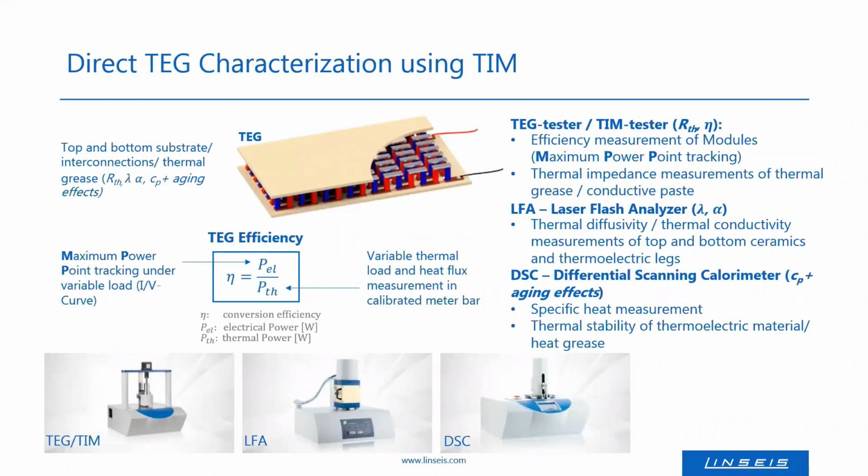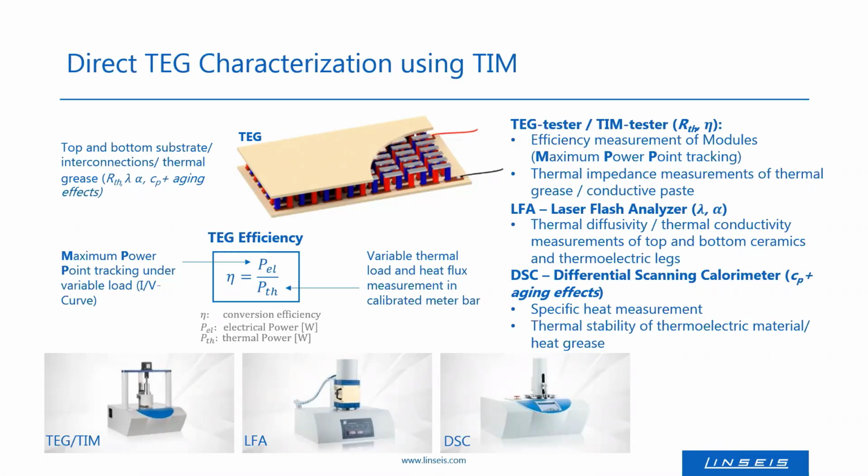Now, after inventing promising thermoelectric materials, the next stage is the finally developed and assembled module, as shown here in this image. And for this, Linseis offers the TEG tester, which is a device to measure the conversion efficiency of modules under real-world conditions. A TEG tester is shown here on the lower left. And for the measurement, a variable heat flux can be applied to the module under defined conditions, like, for example, contact pressure or ambient temperatures.